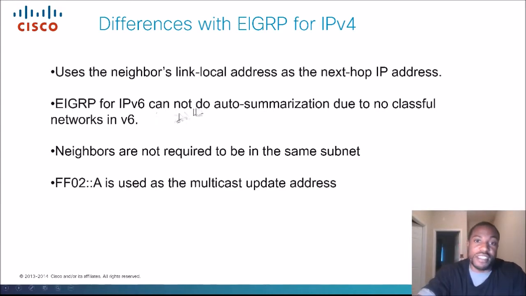EIGRP for IPv6 does not do auto summarization due to no classful networks. Neighbors are not required to be in the same subnet, so it's a little easier to configure, as you can see. We'll go through the configuration here in a bit.